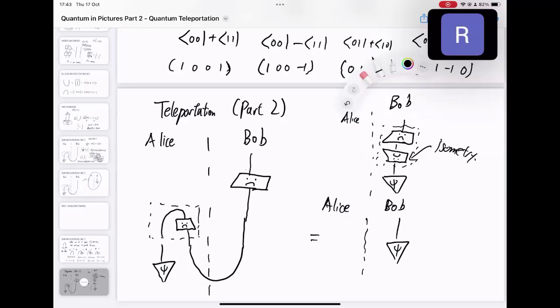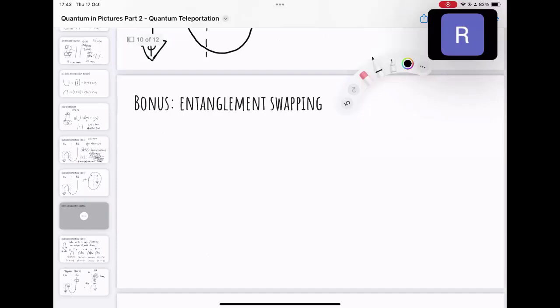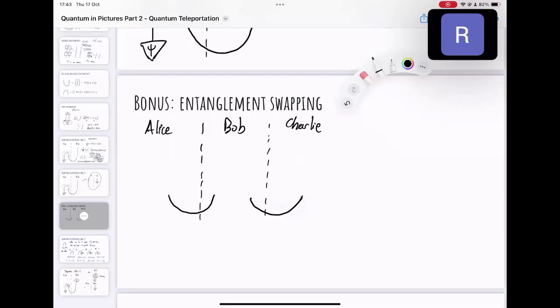Cool. So this is quite nice, I think. So as a bonus, we can do something called entanglement swapping. So how does entanglement swapping work? Let's say there's Alice, Bob, and Charlie, 3 people. And now Alice and Bob share this Bell state, so share an entangled state. And Bob and Charlie also have some entanglements.